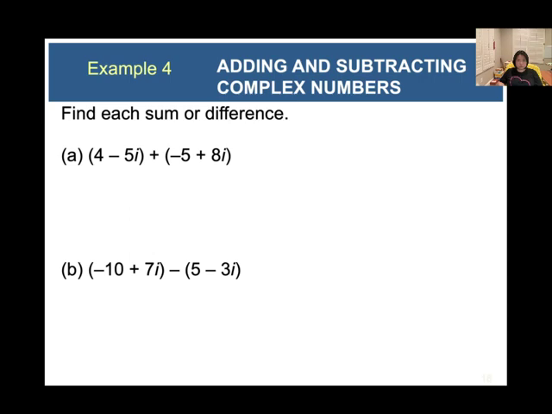Okay, let's do it together. I just group the real numbers together and the imaginary numbers together. Okay, if you can handle it, you could just take care of it without writing it this way. So you should find -1 plus 3i.